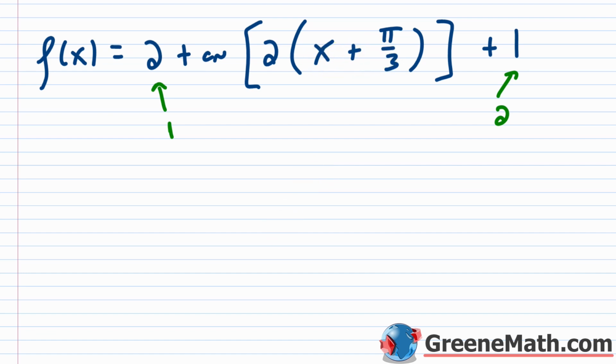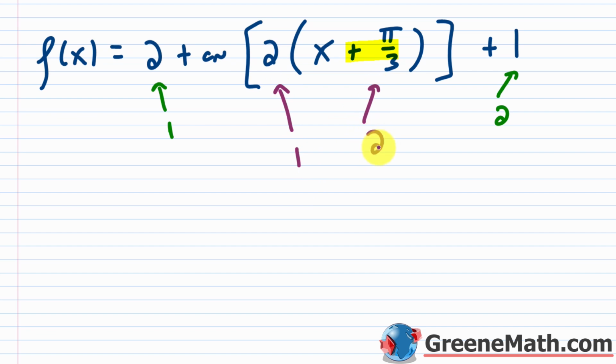Now, this part right here, this is your phase shift. And again, it's the opposite of what you think. If you have x plus pi over 3, that means that I want to go pi over 3 units to the left. I want to go minus pi over 3. It's always the opposite of what you see. So what you would want to do here is actually do this one first and then this one second.